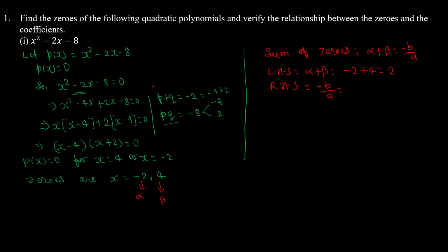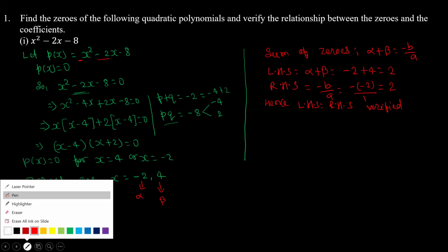So minus b क्या है? Coefficient of x. Coefficient of x क्या है? Minus 2. So minus already there. So minus 2. और a क्या है? Coefficient of x square. That is the 1. So minus minus what? Plus. So that is 2. So hence here LHS equal to RHS. Okay, verified. For what? For the only one.